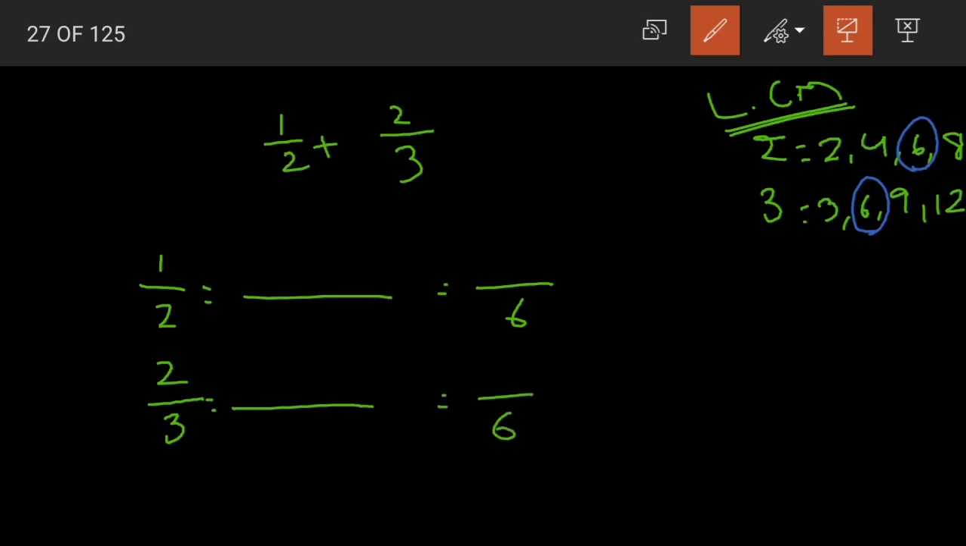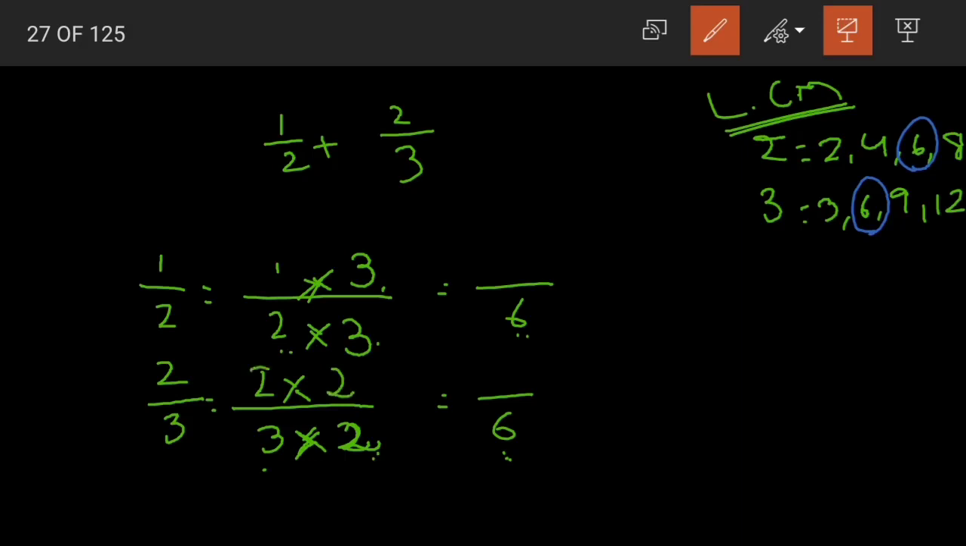Now how to convert this into like fractions? Now the denominator should be 6, but here the denominator is 2. So 2 3s are 6. So multiply the same 3 in the numerator. In the same way for 2 by 3, 3 is the denominator but 6 should be the denominator. How to convert it, children? 3 2s are 6. Multiply with 2. So multiply with 2 in the numerator as well. Now 1 3s are 3, 2 3s are 6, 2 2s are 4 and 3 2s are 6.